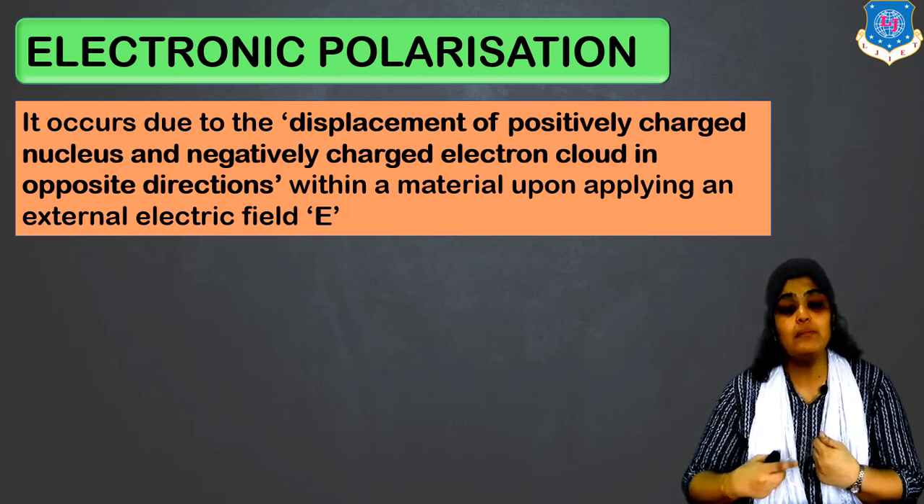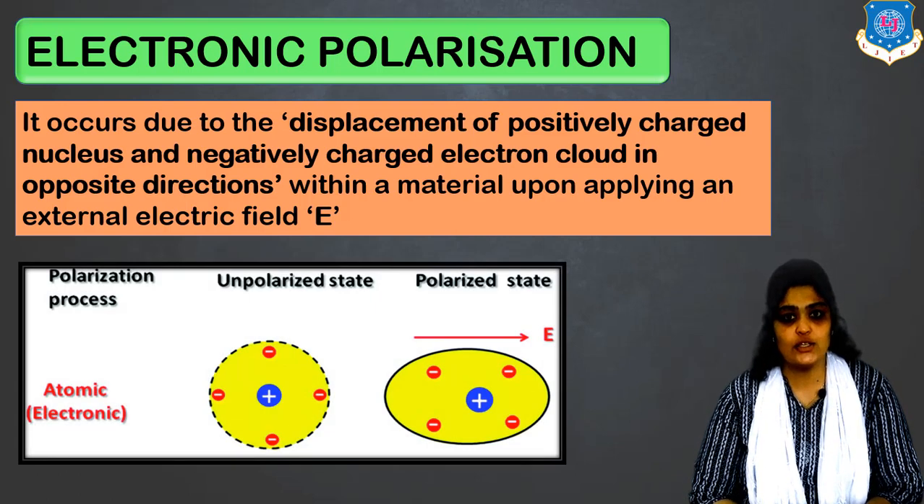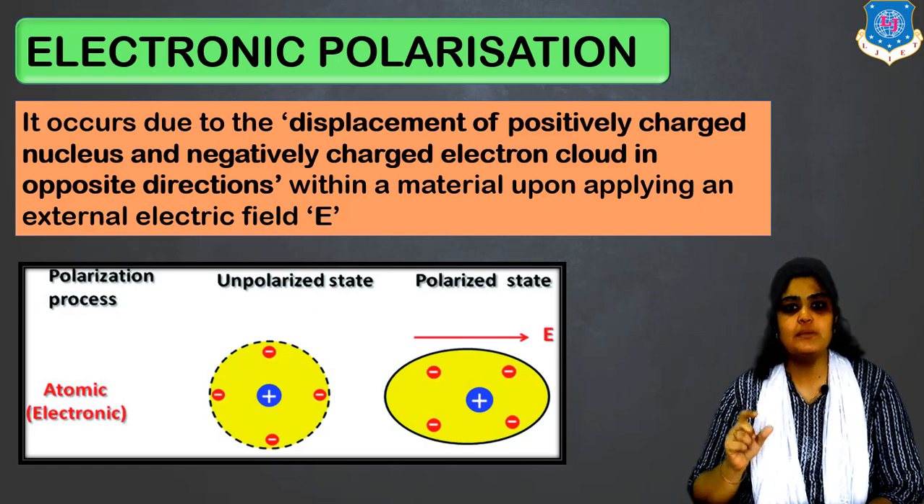And this is nothing but a dipole being induced, and I say that the material is getting polarized. Why did this happen? Because of the applied electric field. This is the meaning of electronic polarization. Let's understand with the help of a small diagram.